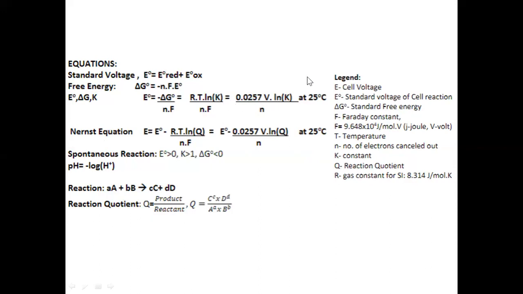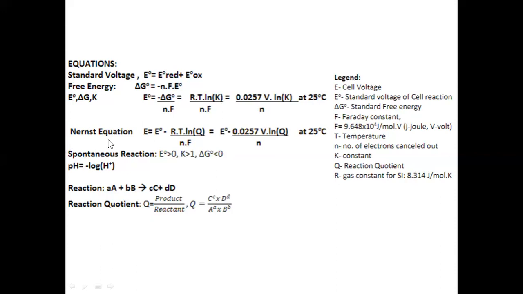This is also equal to the following values at 25 degrees Celsius. Take note, these values are at 25 degrees Celsius: 0.0257 volts multiplied by the natural logarithm of the reaction constant all over the number of electrons that canceled out during the redox reaction. So at 25 degrees, for the standard voltage E naught, we're going to use this.